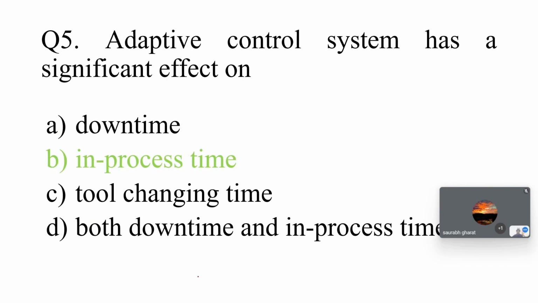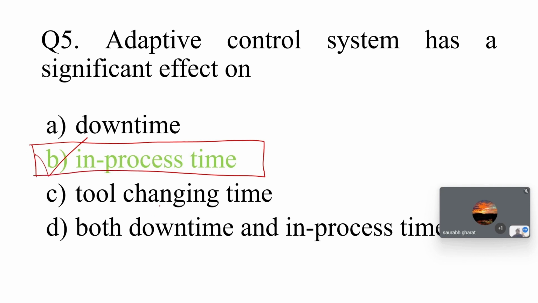Adaptive control system has a significant effect on in-process time. In my assignment I also showed you that in-process time is the time consumed during production of the machine energy. If you are using adaptive control, in-process time is significantly reduced. So in-process time is also affected by adaptive control.